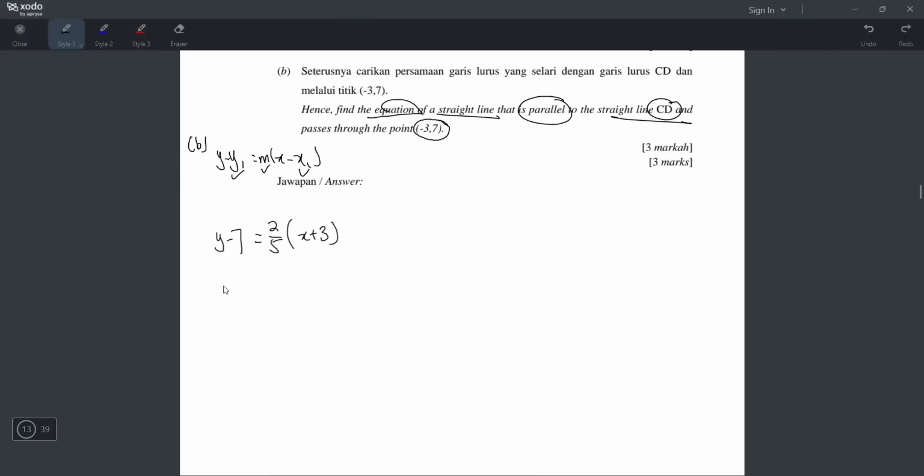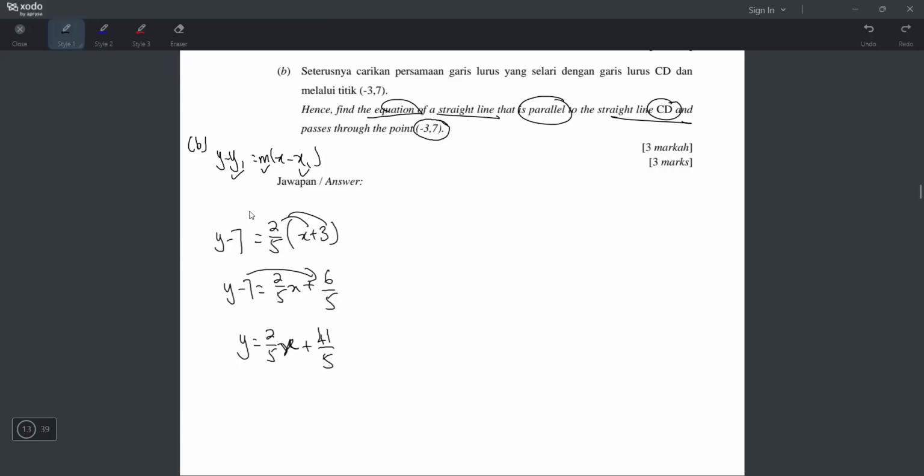And when you do this, you will get the answer Y minus 7 equals 2/5 times X plus 3. Okay, ini boleh kembang dapat 2/5 X tambah 2/5 times 3 is 6/5. Okay, darab atas saja. 3 times 2, 6. So dapat Y sama dengan 2/5 X, minus 7 pindah jadi plus 7. 6/5 plus 7, 6/5 plus 35/5, 41/5. Okay, you can use your calculator to help you. Okay, so this is the answer.